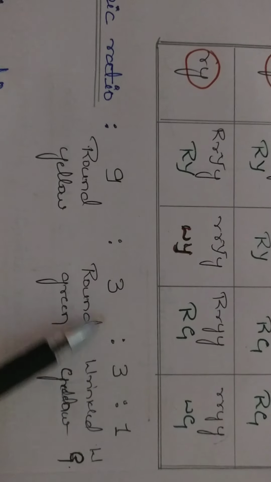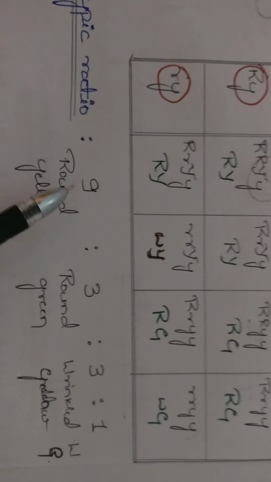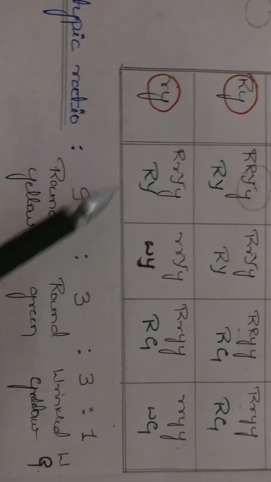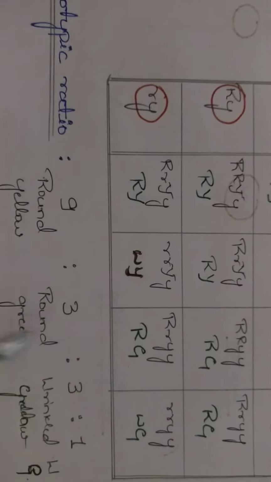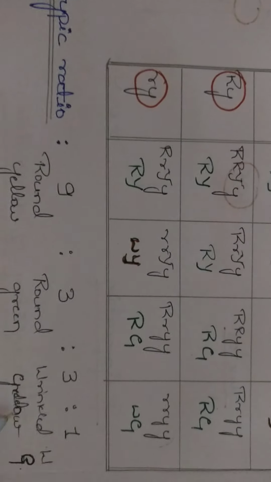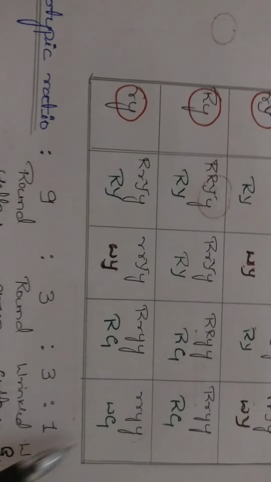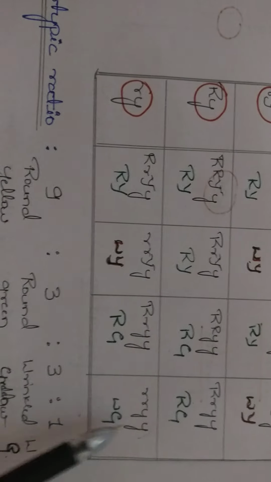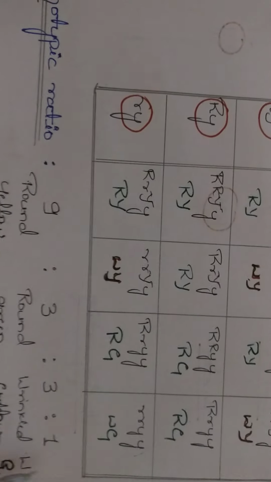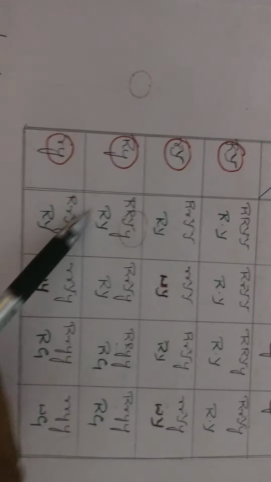We are going to get the ratio as 9:3:3:1. That means 9 are round yellow plants, then 3 others are round green plants, the other 3 are wrinkled yellow plants, and the last one plant is wrinkled green. Okay, this might be the phenotypic ratio.